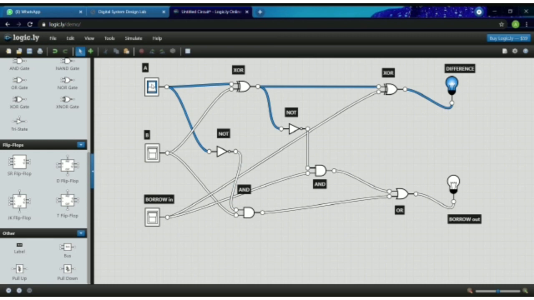I am turning on the switch A, I am getting one output as difference. When I am turning on the switch B, I am getting two outputs, difference and borrow. And when I am turning on switch A and B, I am not getting any output. And when I am turning on all three switches, I am getting two outputs in total, that is difference and borrow.